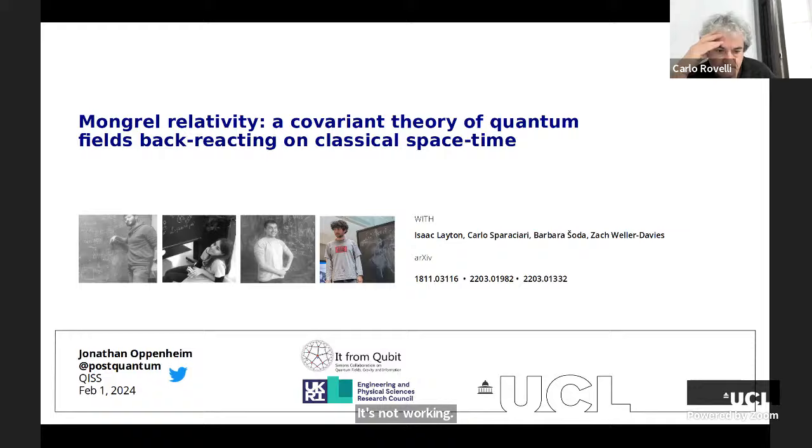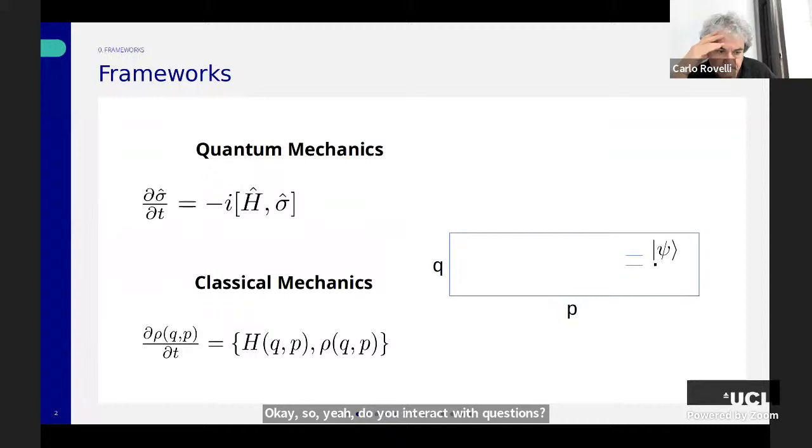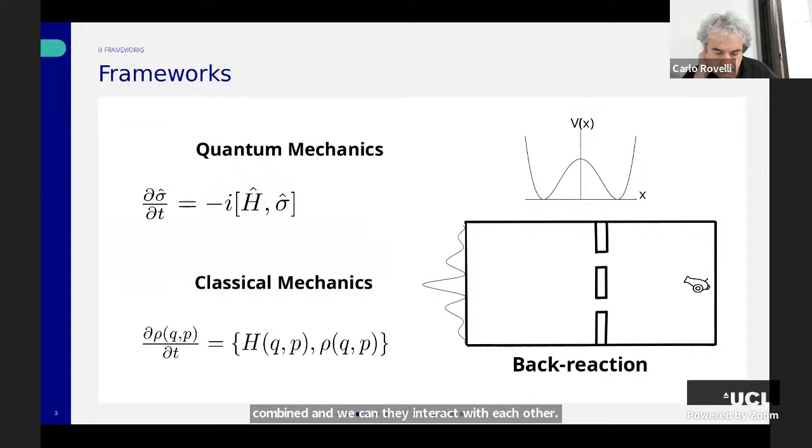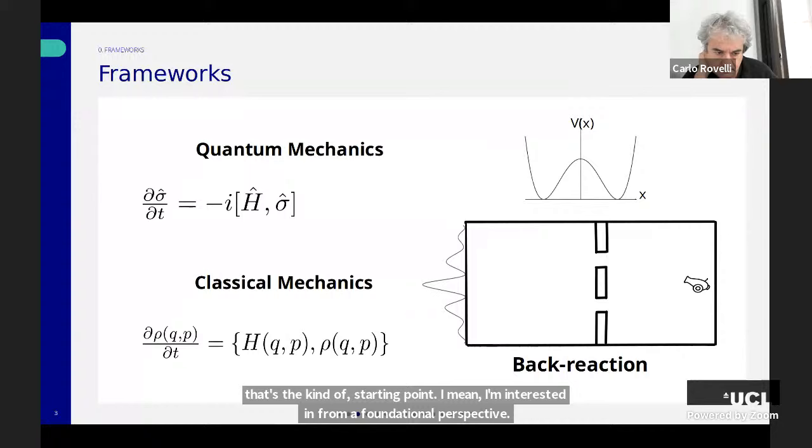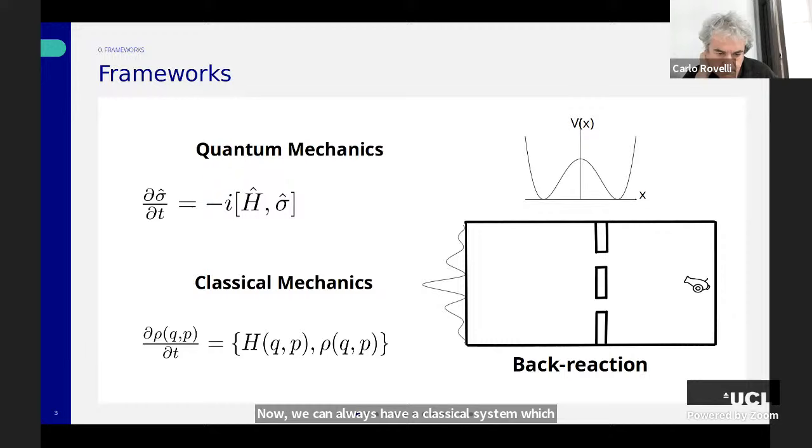I guess the starting point is just maybe a foundational question, which is that we have two frameworks. We have quantum mechanics and classical mechanics, and it's a natural question to ask whether these two different frameworks can be combined and can they interact with each other. So that's the kind of starting point I'm interested in from a foundational perspective. Now, we can always have a classical system which influences a quantum system. For example, if we have a potential and a quantum system moving in that potential, we can tune that potential and modify it by twisting some knobs. And so classical systems can act on quantum systems. The double slit experiment is an example of that, where the walls of the box, for example, and the double slits we treat classically. But the question is, can we have a quantum system which back reacts on a classical system?